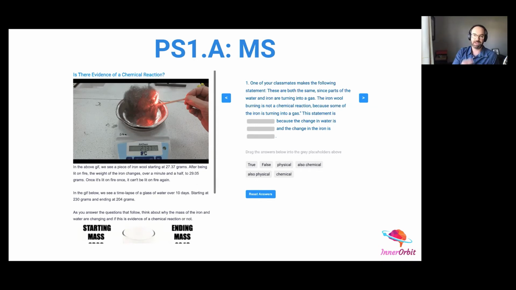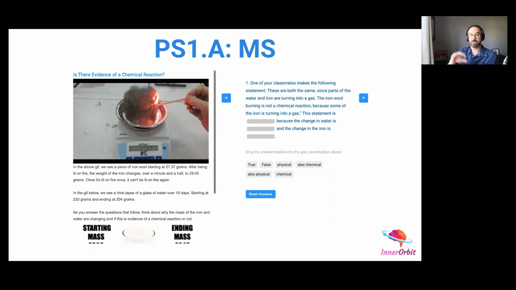And it's a time lapse of that evaporation. And so this formative assessment asks, one of your classmates makes the following claim. These are both the same since parts of water and iron are turning into a gas. The iron wool burning is not a chemical reaction because some of the iron is turning into a gas. So they think it's a state change. And students have to say the statement is true or false because the change in water is blank and the change in iron is blank.